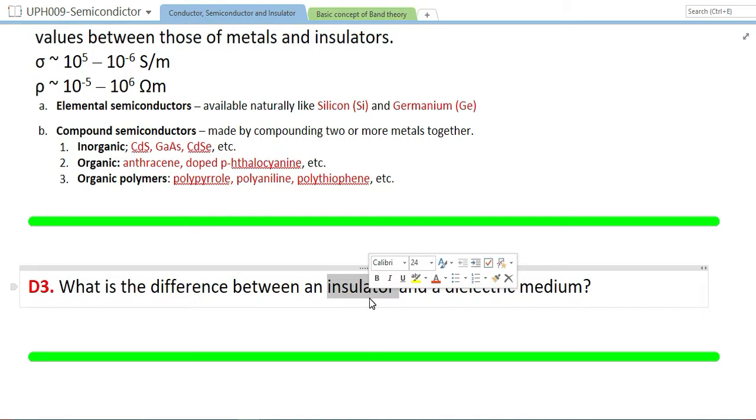And polarization is also not possible. So no flow of current. So in terms of flow of current, they are basically the same. But in terms of what is actually going on when you apply an electric field or a potential difference between the two ends of such materials, that is different. And that's why they find use or applications in different areas.